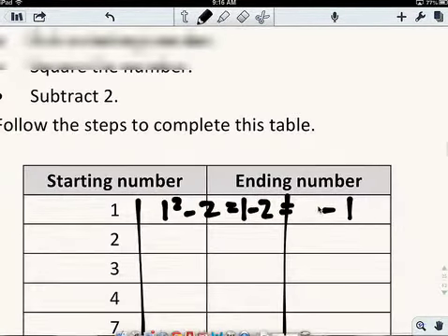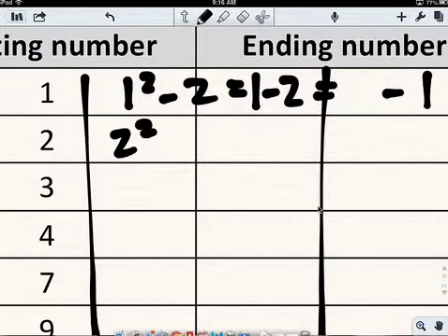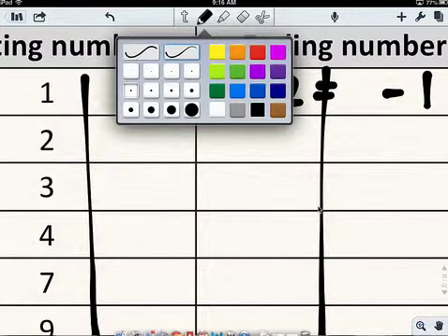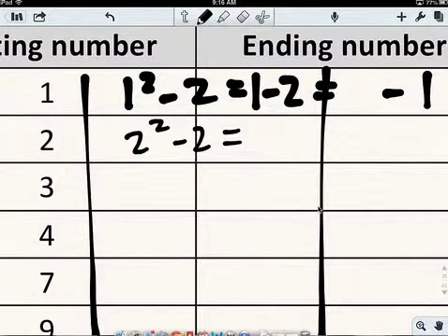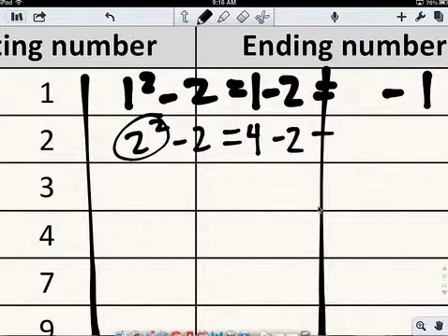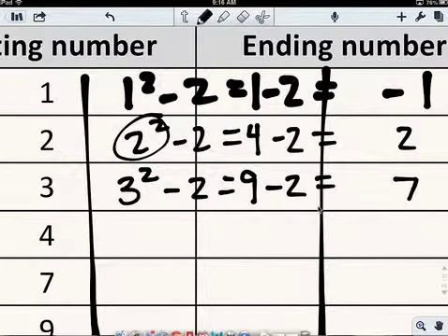Okay, first one down. Let's look at the second one. So 2 squared, I'm actually going to make my pen a little bit more precise here. 2 squared minus 2. I do 2 times 2 to evaluate 2 squared, and that's 4 minus 2 equals 2. All right, we're on our way. 3 squared minus 2. 3 squared is 3 times 3, and that's 9. I still have my minus 2, and so 9 minus 2 is 7.